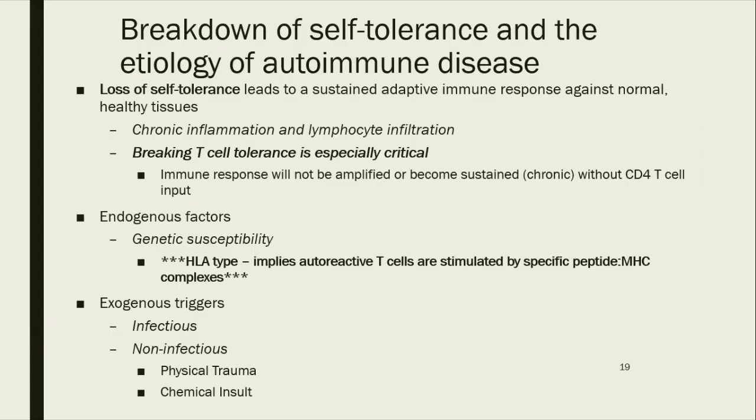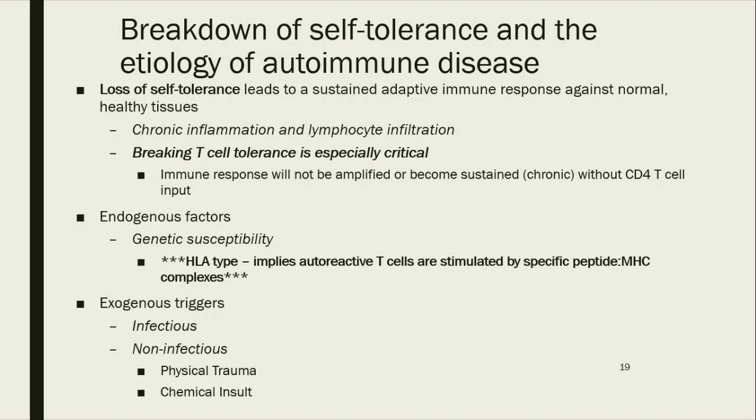Okay? So when there is a loss of self-tolerance, what you will observe is some type of chronic inflammation happening, and also lymphocyte infiltration into normal and healthy tissues. Now, in order to have inflammation and lymphocyte amplification, we learned that we need CD4 T cells. If CD4 T cells are misbehaving, they will lead to more inflammation and sustained chronic inflammation. So that is what happens essentially. Some populations of CD4 T cells are breaking the tolerance.